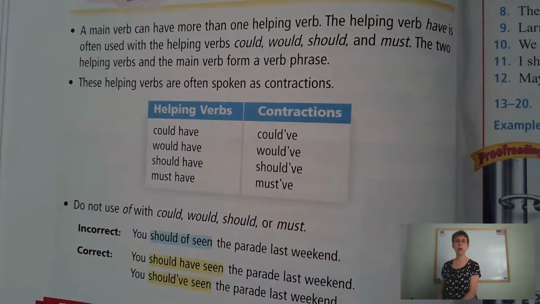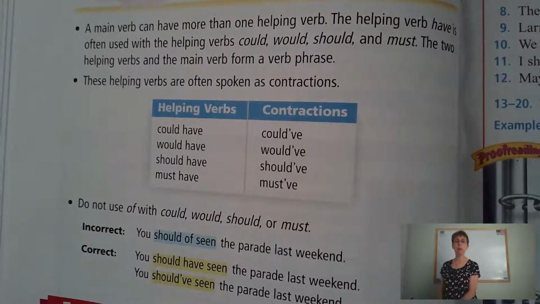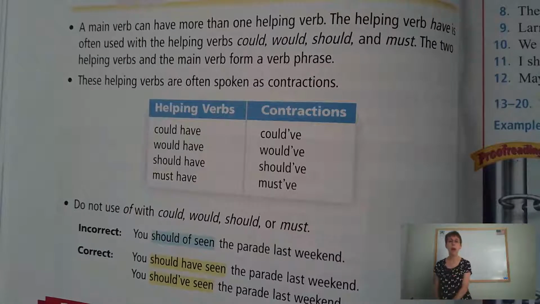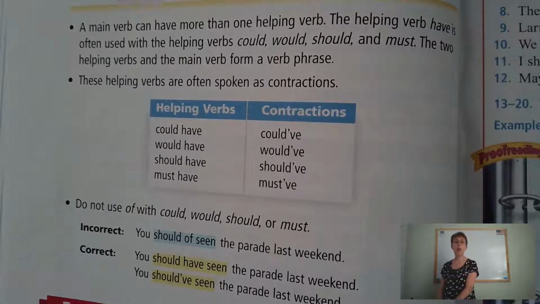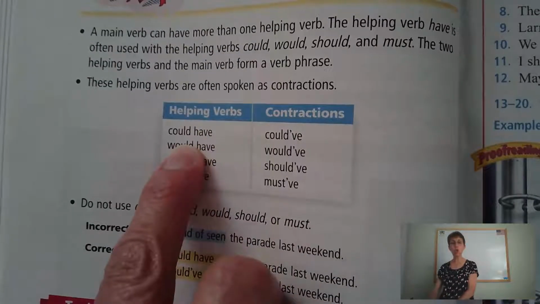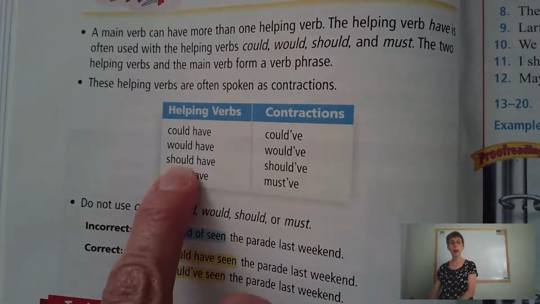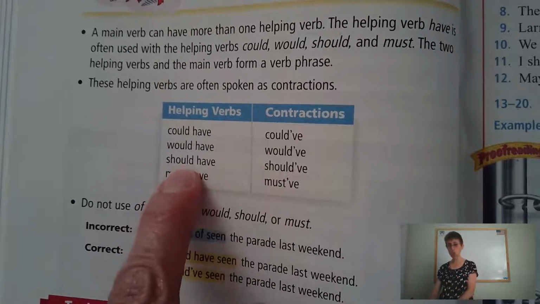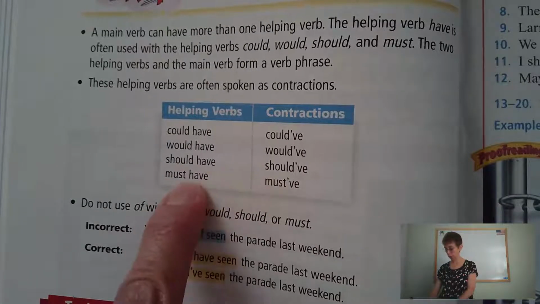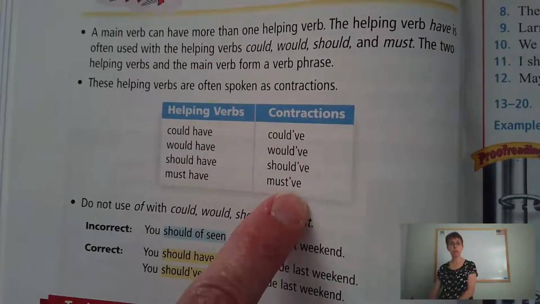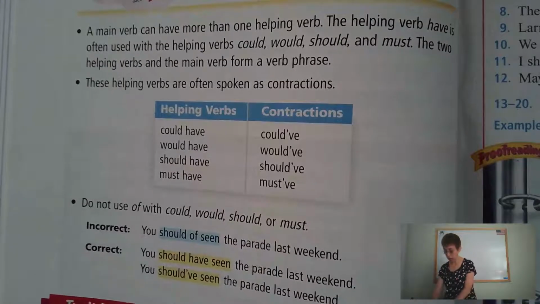So we're still talking about a verb phrase where you have a helping verb and a main verb, only in this case we're looking at two helping verbs and the main verb. We're using have in addition to another helping verb. These helping verbs are often spoken as contractions, so that when we use could have, we often say could've, or would've, should've, must've.